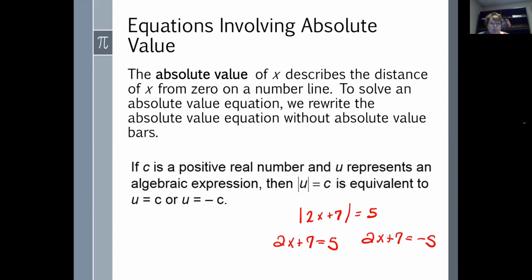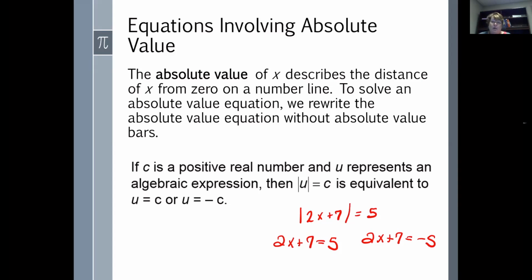Does it surprise you that there are two numbers that will satisfy this? It should not. You can stick, for example, -1 in there. -1 will work. Because when I put -1 in for x, -2 plus 7 is 5. The absolute value of 5 is 5. Could I also put in, what's the other answer going to be? -6. If I stick x equals -6 in there, 2 times -6 is -12. -12 plus 7 is -5. What's the absolute value of -5?